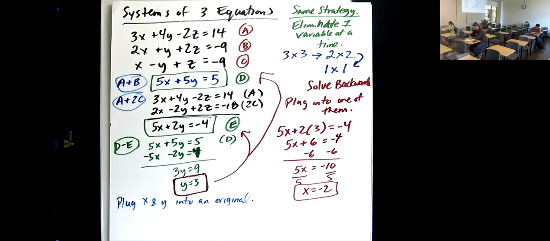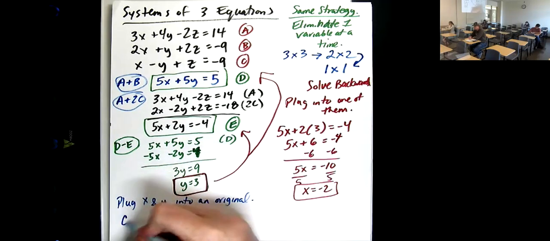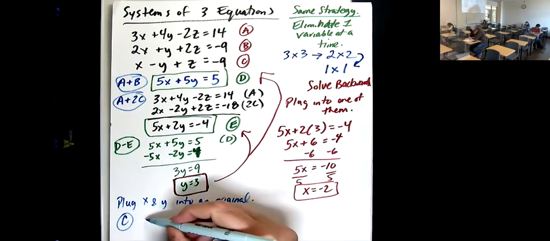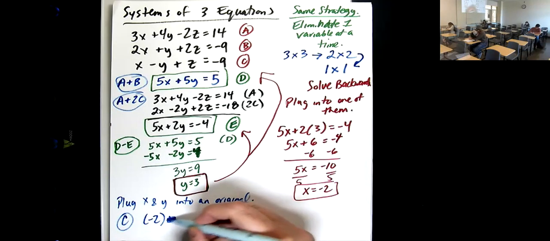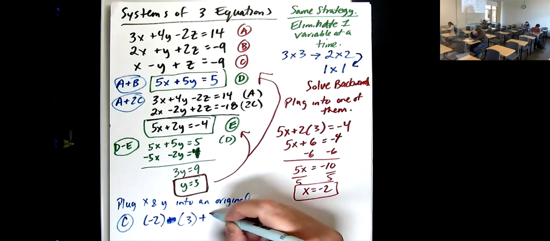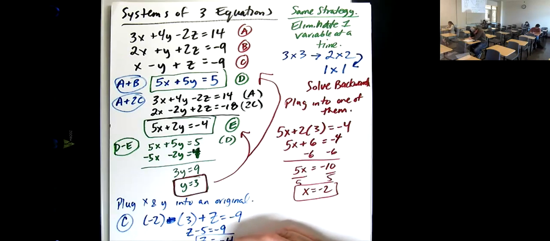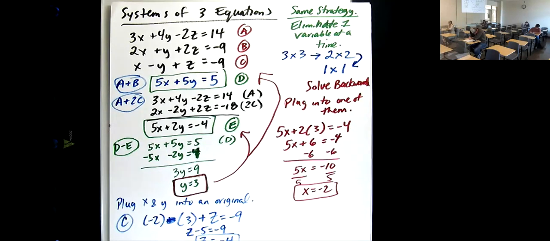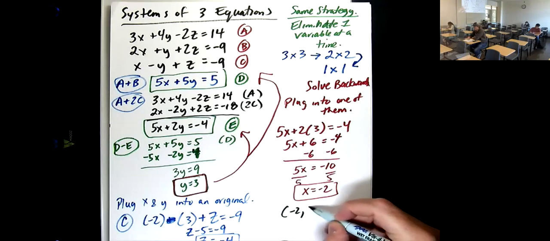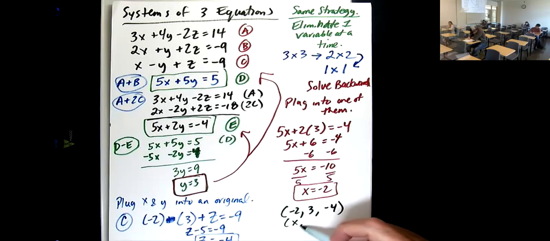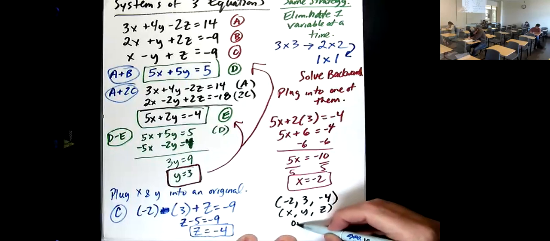I like C because z doesn't even have a coefficient there. So in C, I've got x, which is negative 2, minus y, which is positive 3, plus z equals negative 9. So I have z minus 5 equals negative 9, and z equals negative 4. We put these all together and we get negative 2, 3, negative 4. x, y, z is the way we put them together. This is called an ordered triple.